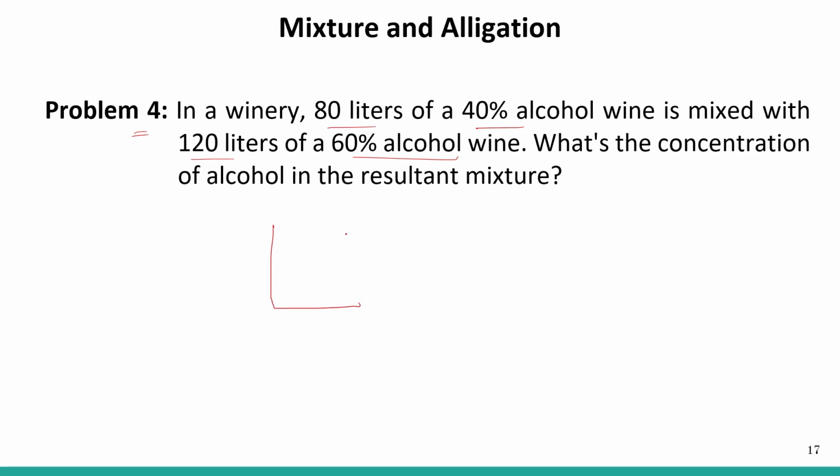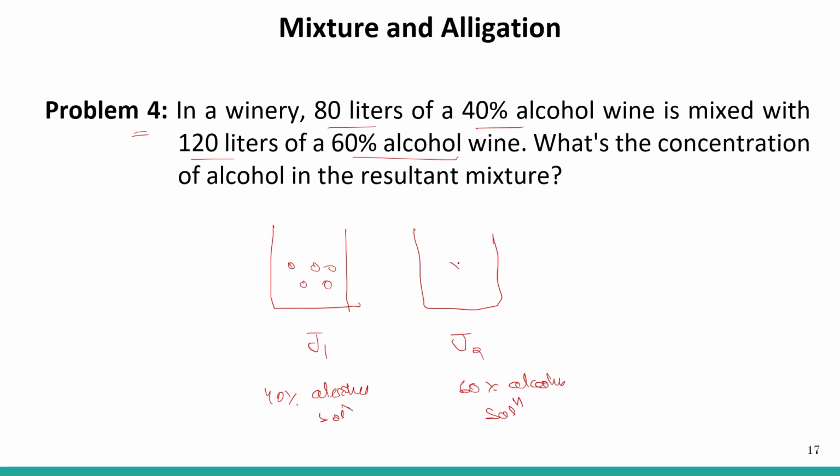So you have two jars, let's say. You have jar 1, J1, and again you have jar 2. In jar 1 you have a 40% alcohol solution. In jar 2 you have a 60% alcohol solution. Let's denote these by circles and these by crosses.